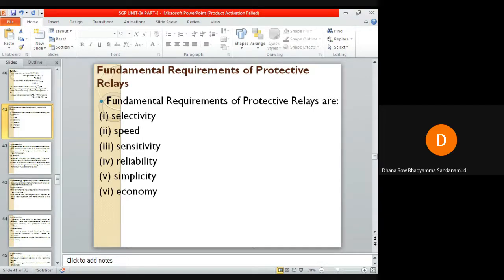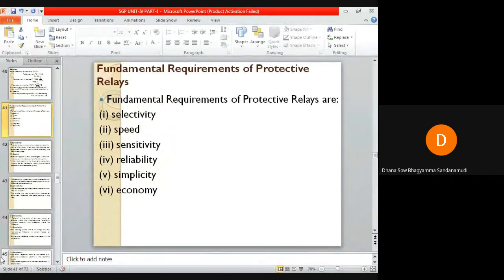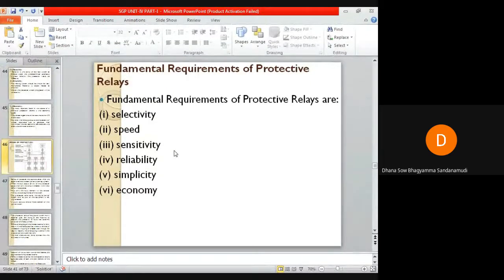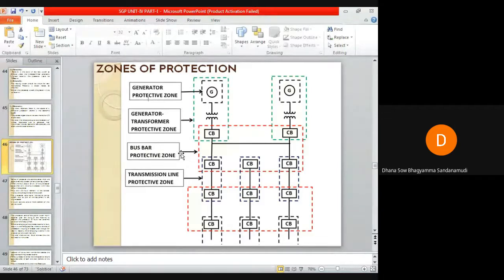Okay, so these are all the fundamental requirements of protective relays. Next, zones of protection.